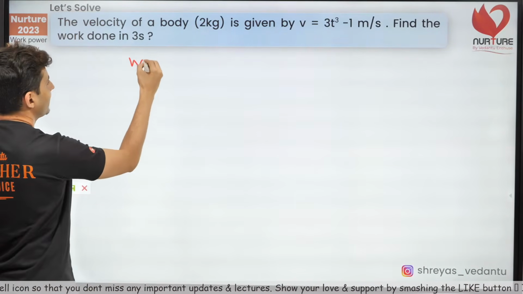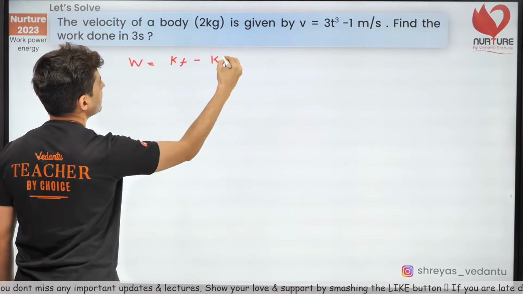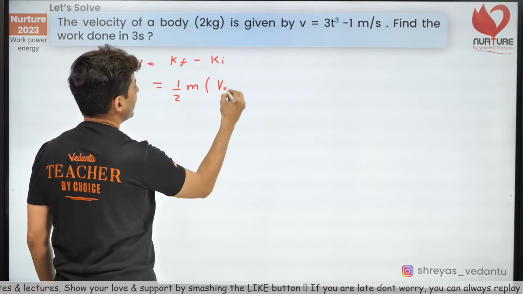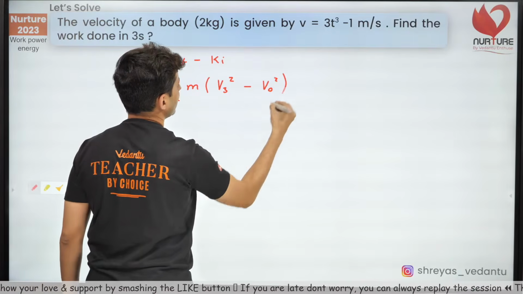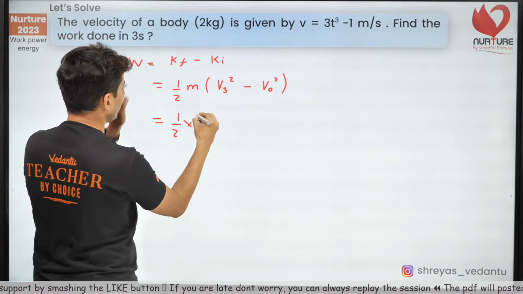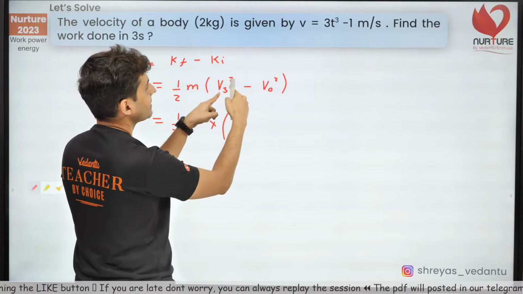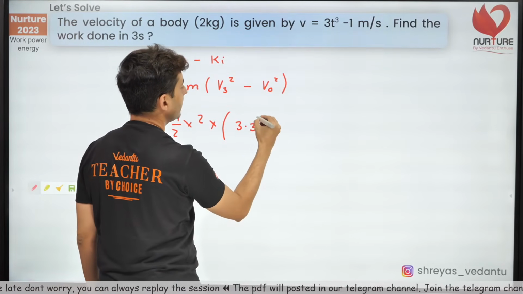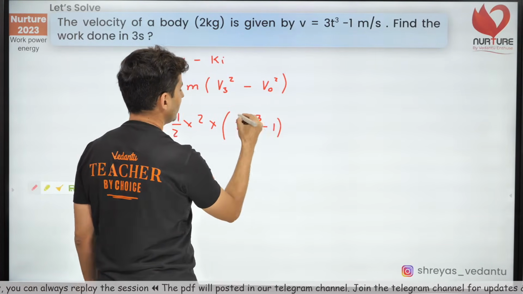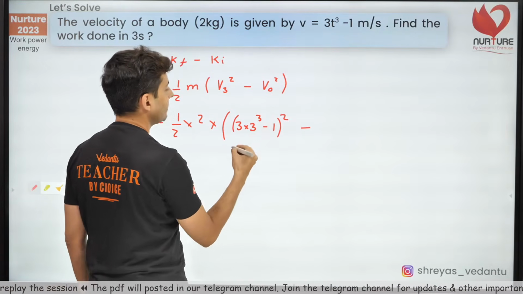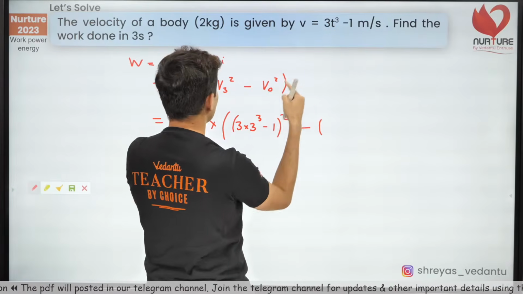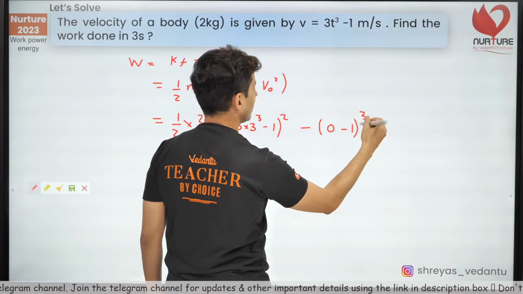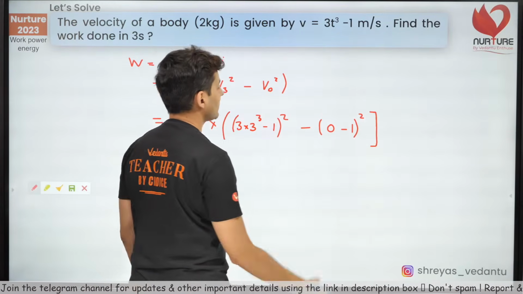What I'll do. Work is final minus initial. Work kinetic energy theorem. Half m, 3 seconds, right? So velocity at 3 seconds minus velocity at 0 seconds. Half, what is the mass? 2 kg. Okay. Velocity at 3 seconds. Put the value of time as 3. So it will become 3 into 3 cube minus 1, whole square. This is multiplied by minus. Put the value of time as 0. So it will be 0 minus 1 whole square. I hope this is fine.